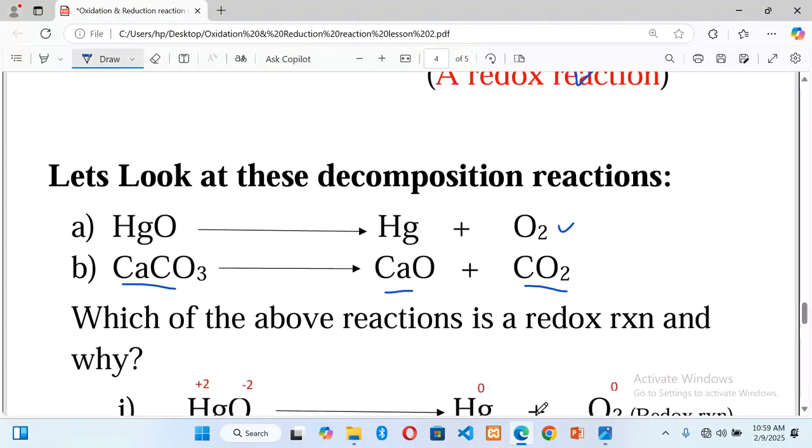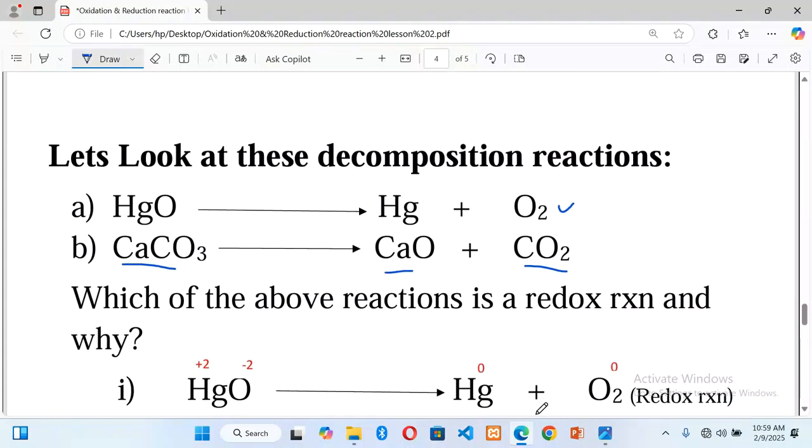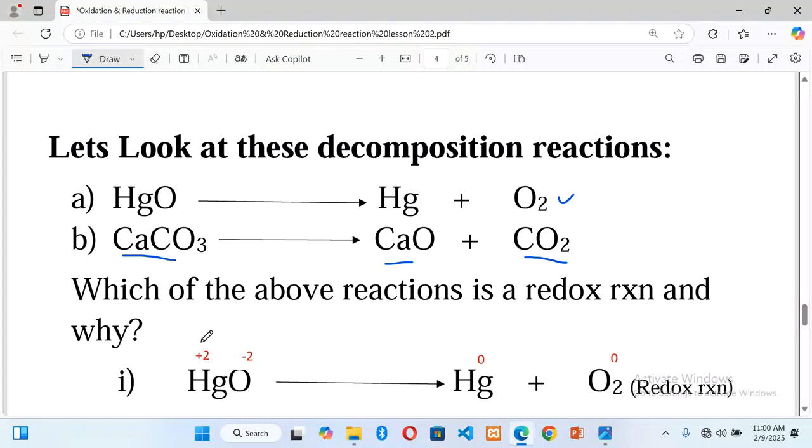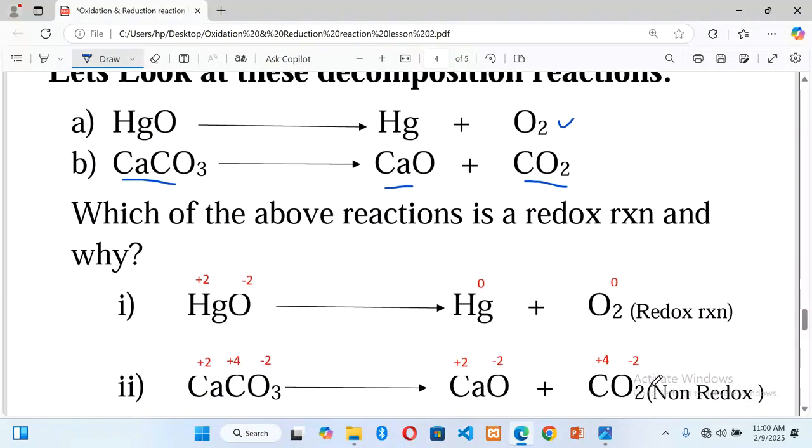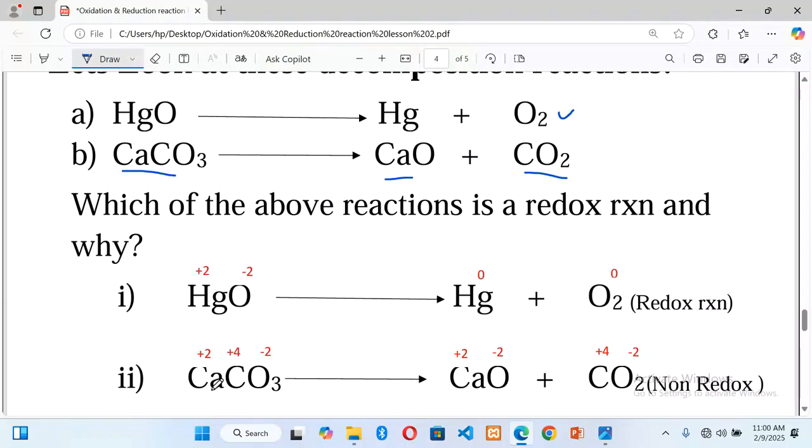Let's go through the proof and we see. For mercury oxide, mercury has +2, oxygen -2. Mercury is a free element, therefore it is 0. The oxidation number of oxygen becomes 0 because it is a free element. So you can see from +2 to 0, from -2 to 0, therefore there is a change in oxidation numbers. That's a redox reaction.